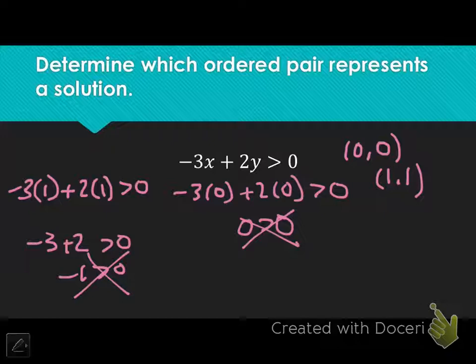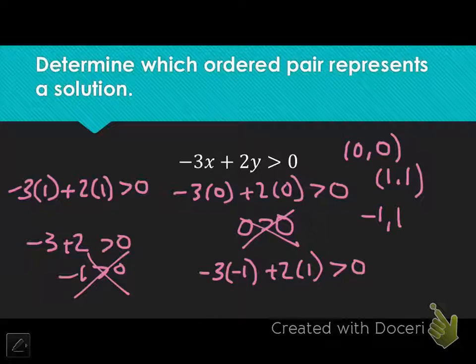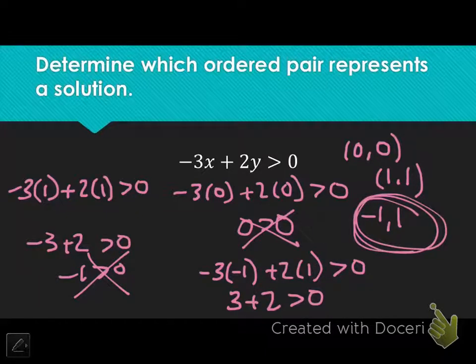Let's try negative 1, 1. Okay, negative 3 times negative 1 is 3. 2 times 1 is 2. Well, 5 is greater than 0, so that is a point that's going to be a solution because it works.